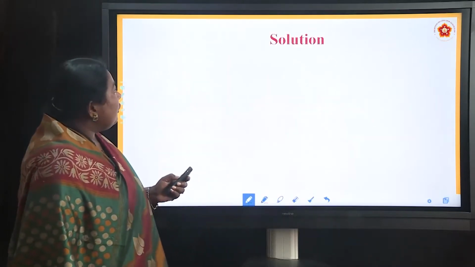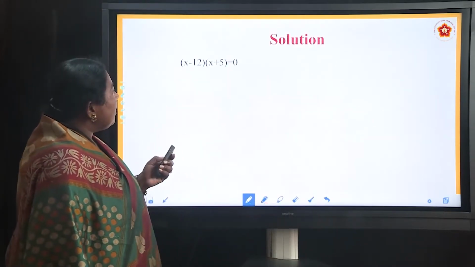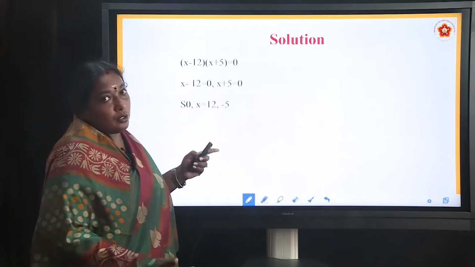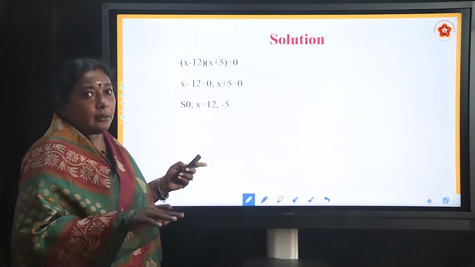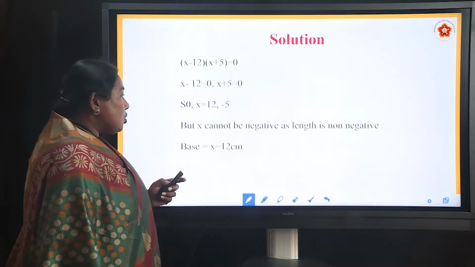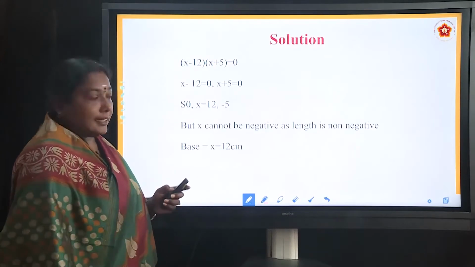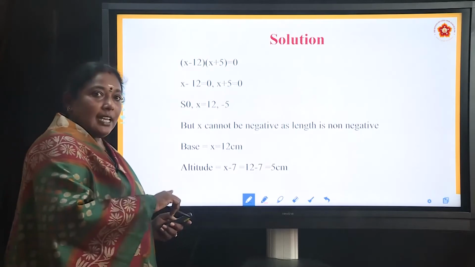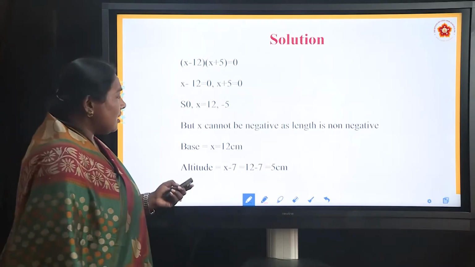So, next, if we equate each factor with 0, what do we get? x is equal to 12 and minus 5. Minus 5 is a negative value, which we cannot take because it is a real valued sum. So, my x will be 12 only. So, the base is 12 and the altitude is 5. I think everyone got this answer, right? It is very easy.